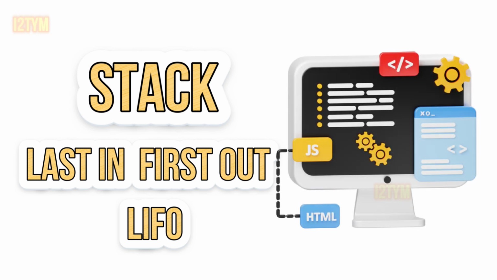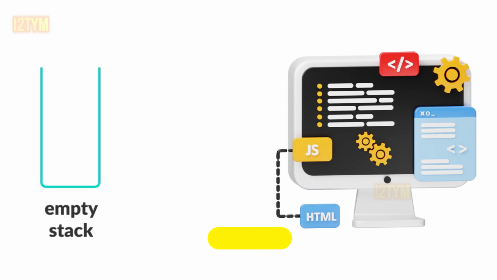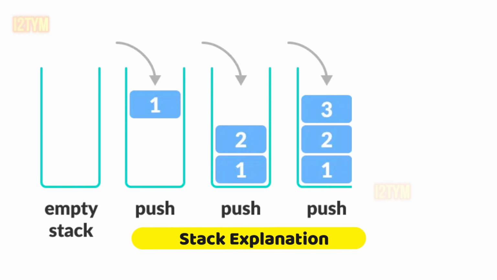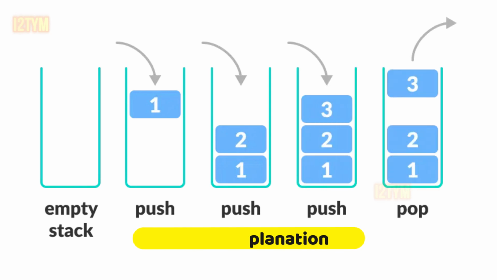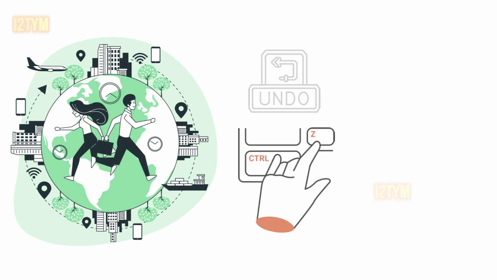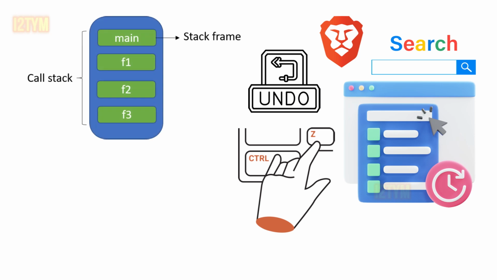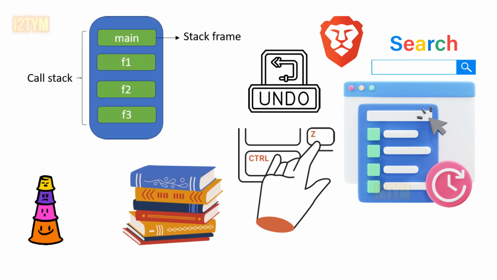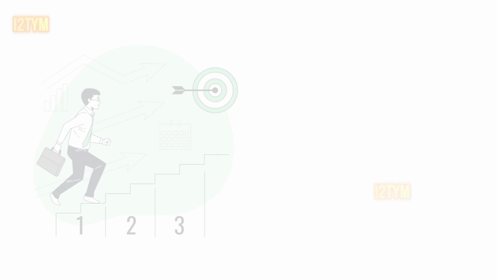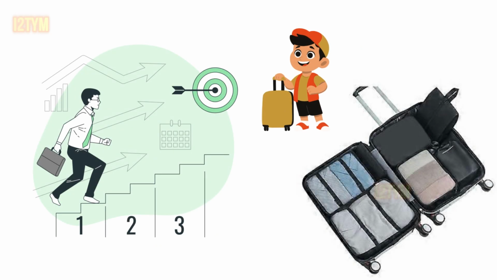In computer science, we say push to add something on top, and pop to remove the top item. Stacks are everywhere in tech. The undo button in apps, your browser's back history, and even how functions run in code using a call stack. The last function called is the first one to finish. Stacks keep things neat, like a suitcase that unpacks in reverse.